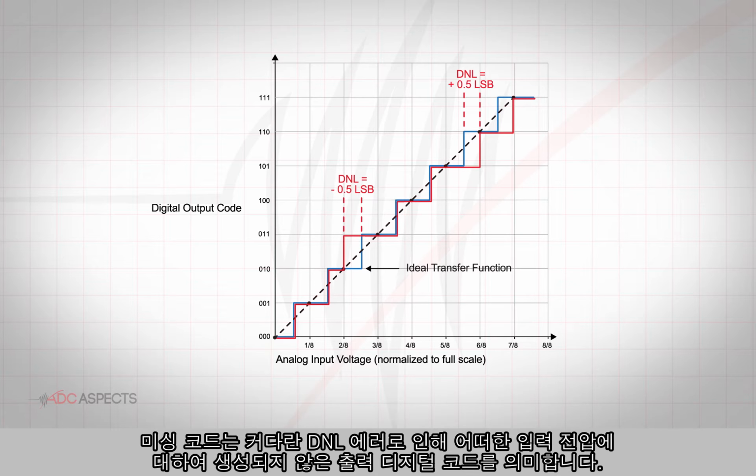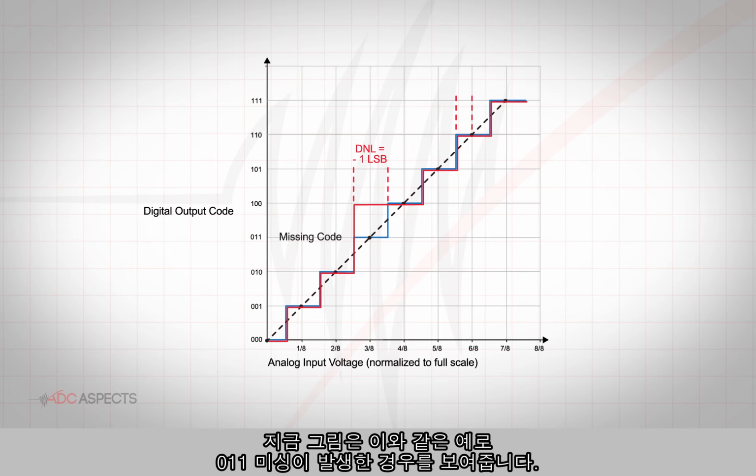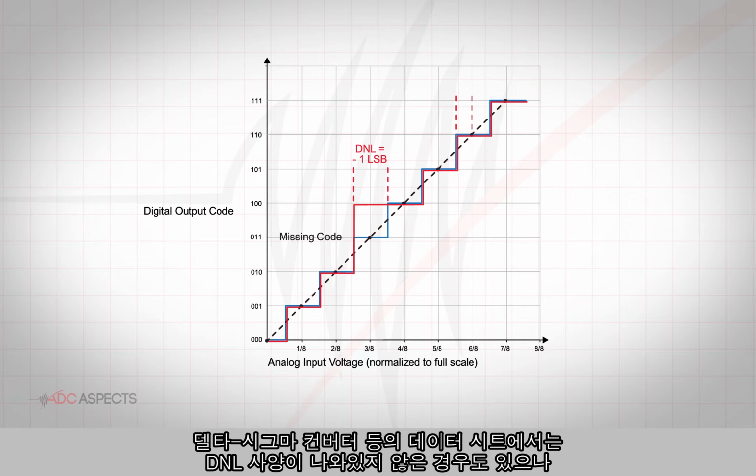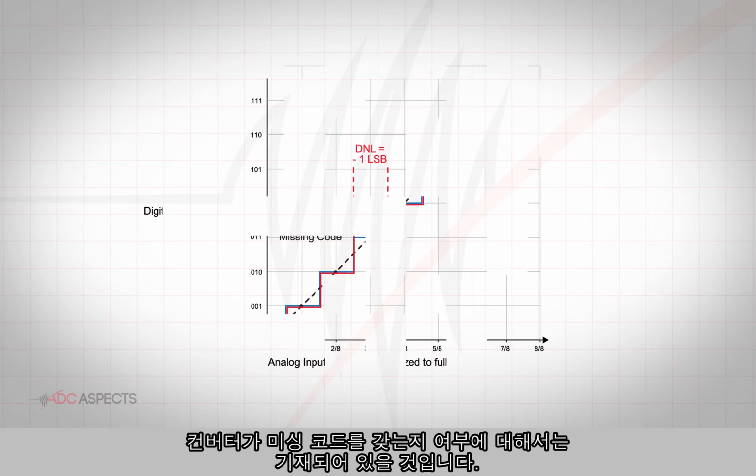Missing codes are output digital codes that are not produced for any input voltage due to large DNL error. The figure on screen shows code 011 missing in such a case. Some datasheets, such as those for delta sigma converters, may not list a DNL specification, but will state whether or not the converter has no missing codes.